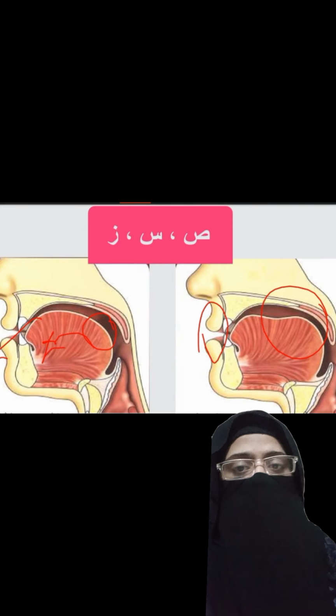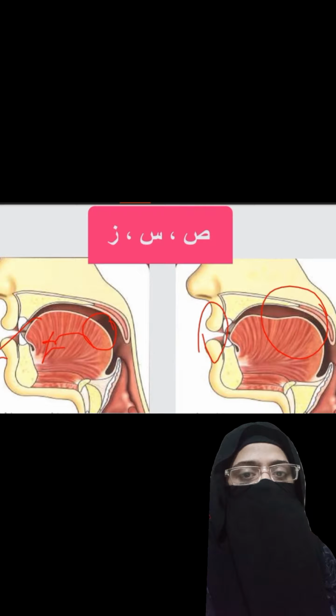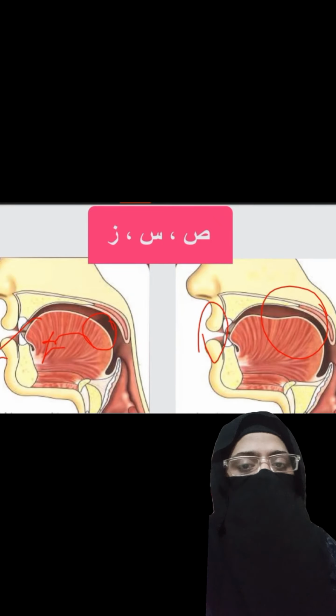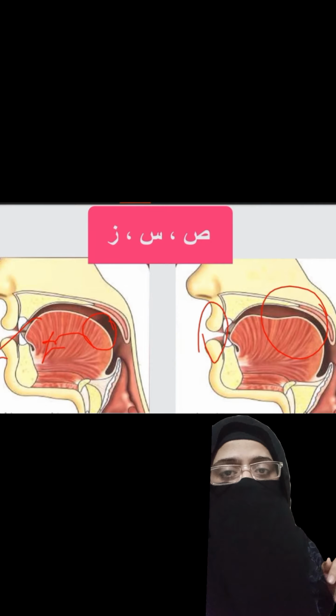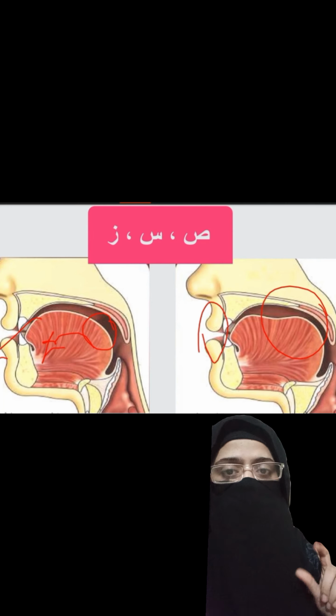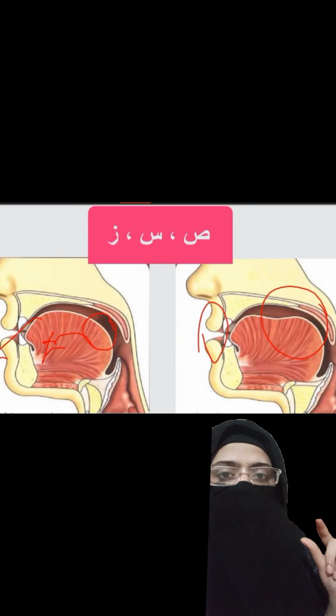Za is a light letter but differs from the seen because it is voiced. The sound is produced with the vocal cord. If you want to know about the vocal cord, you have to see my Hamza and Ha lesson. So you will know what the vocal cord is. When your vocal cord is vibrating, the air is released without a strong release.